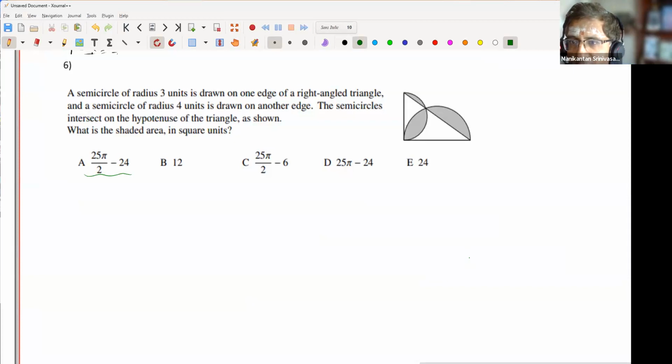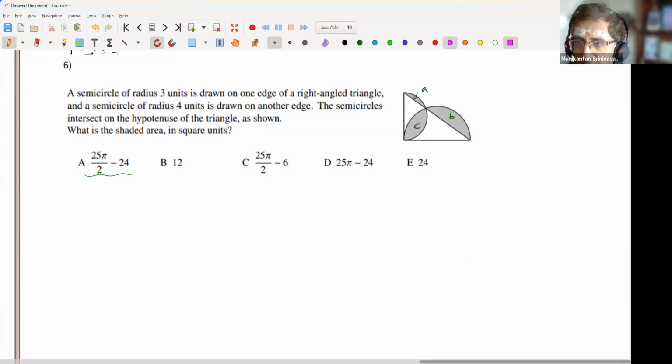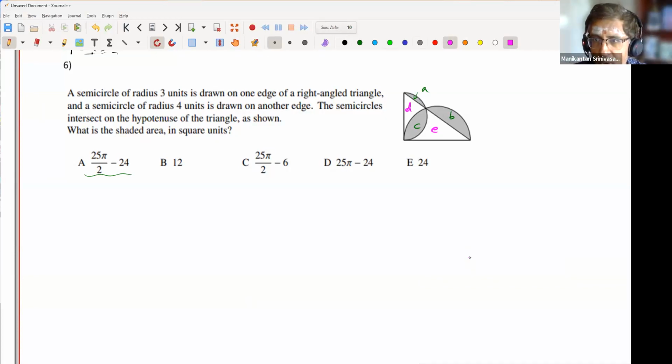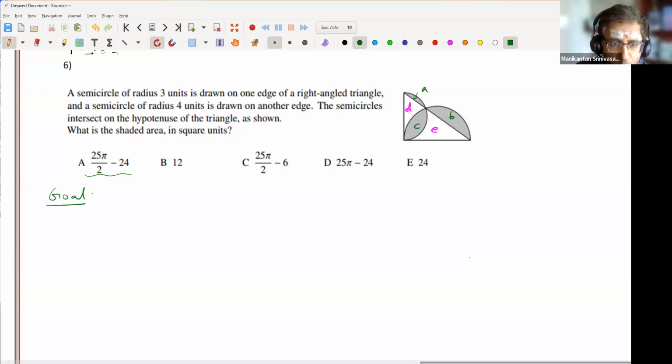Okay, so let's label some of these. I'll call this A. This is B. This is C. This is D. This is E. I generally find this method convenient. If you're able to visualize better, that's great. Okay, so what do we want? In all of these overlapping area questions, one thing that's worked well for me is asking: what is my goal? My goal is A plus B plus C.